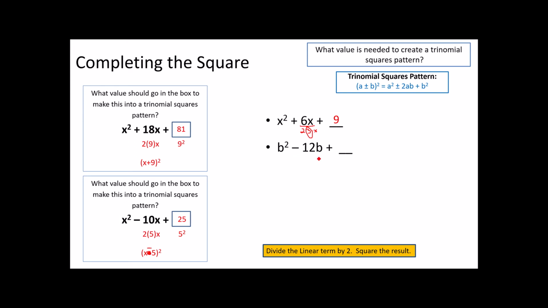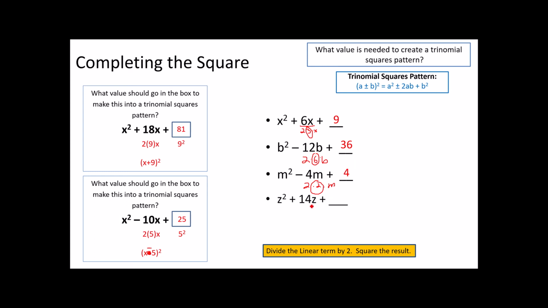This minus 12b has to be 2 times 6 times b. I need to look at that 6. 6 squared is 36. How about this one? This is 2 times 2 times m, meaning that last value needs to be 2 squared or 4.